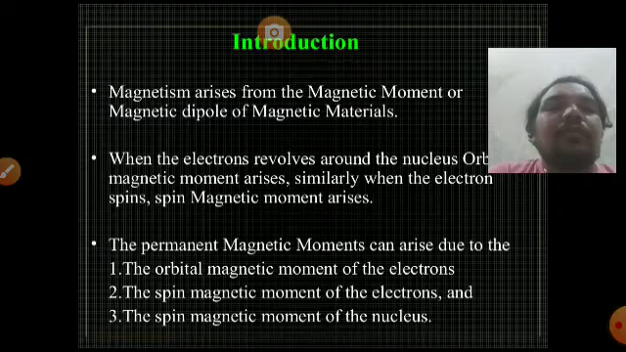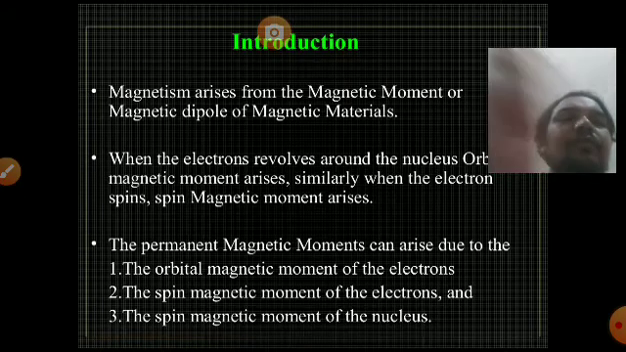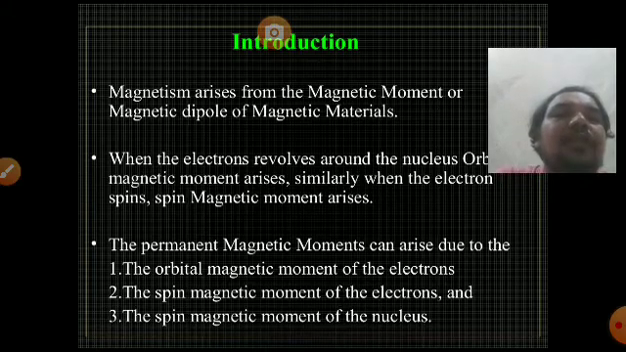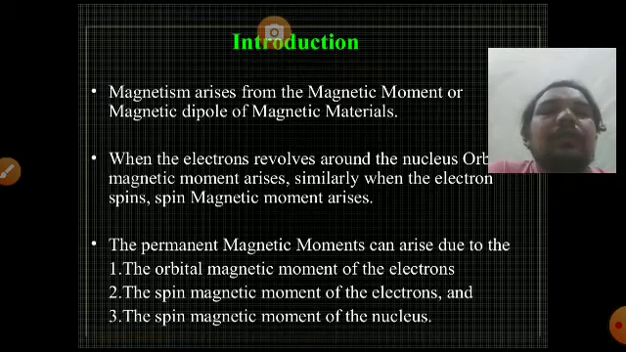The phenomenon of magnetic moment can arise due to: the first one is the orbital magnetic moment of the electrons, the spin magnetic moment of the electrons, and the spin magnetic moment of the nucleons.